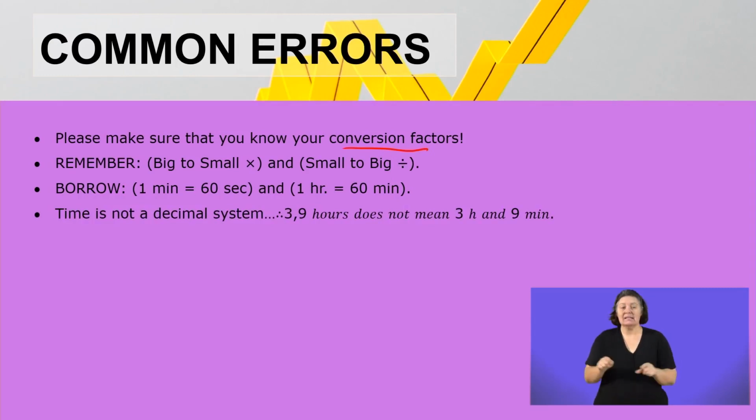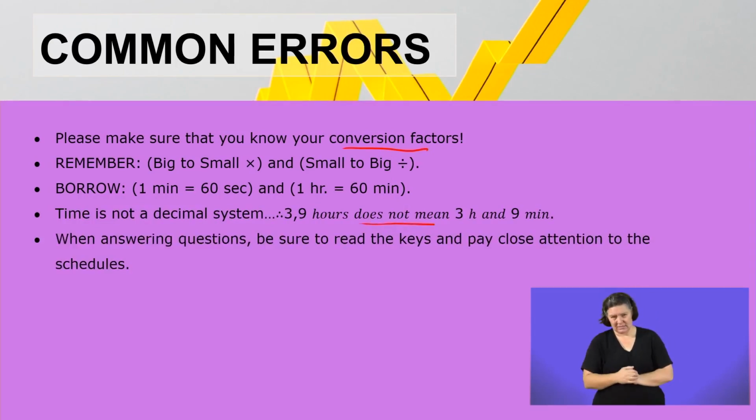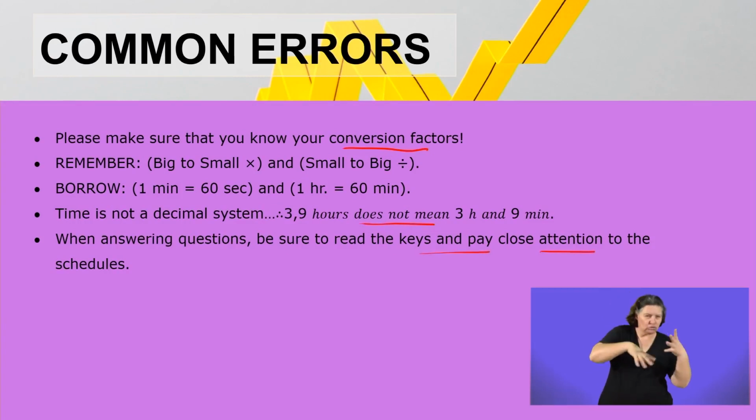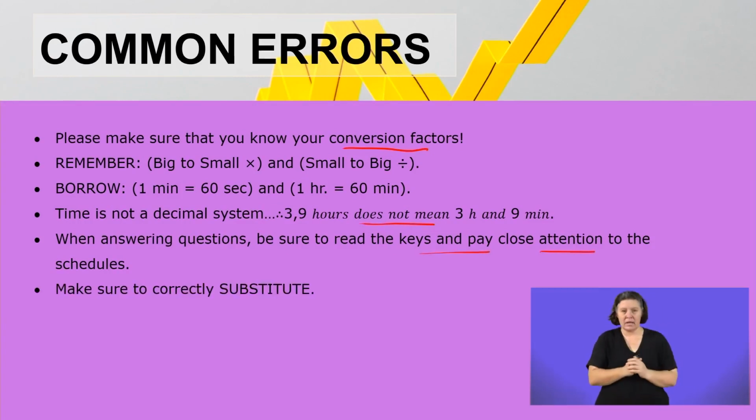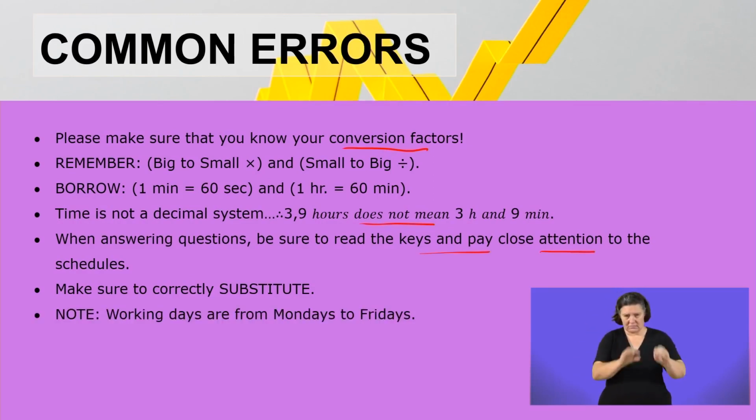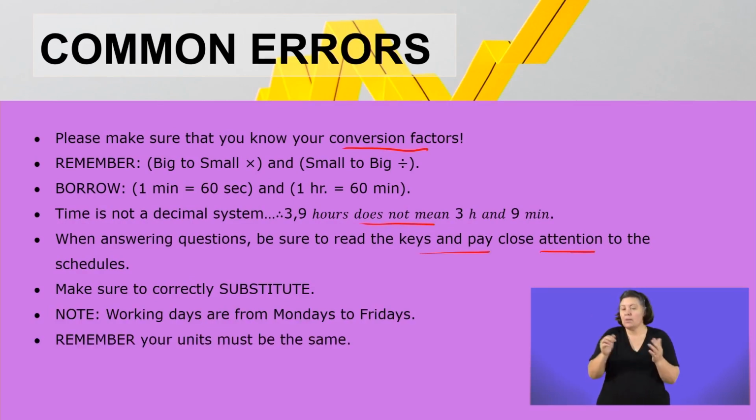Then I also indicated to you that time is not a decimal system. So therefore, 3,9 hours does not mean it's 3 hours, 9 minutes. Then when answering questions, be sure that you read the keys and you pay close attention to the schedules. All right? Then also, importantly, especially with distance, speed, and time, make sure you substitute correctly. And then a note here, working days are from Mondays to Fridays. And then remember, your units must be the same in order for you to simplify.